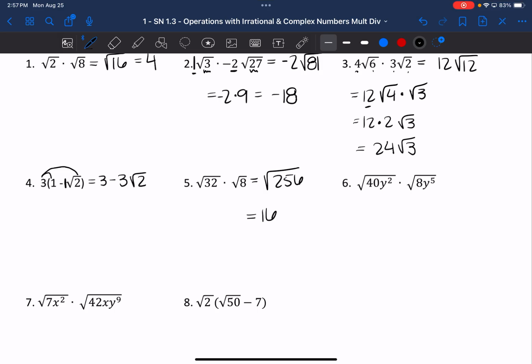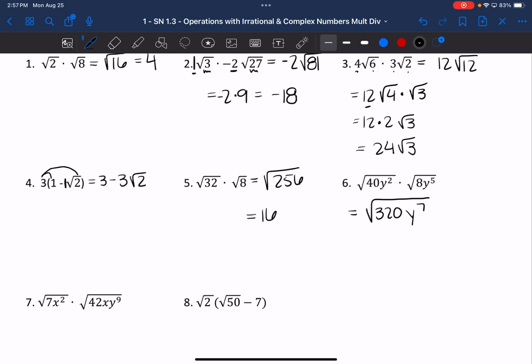All right, and then number 6, not only do they have some numbers, they also threw in some variables. So, underneath the radical, what is 40 times 8 going to give us? 320. And then when I multiply y squared times y to the 5th, you guys said we do what with the exponents? So that'll be good. All right, and then we try and simplify, right?